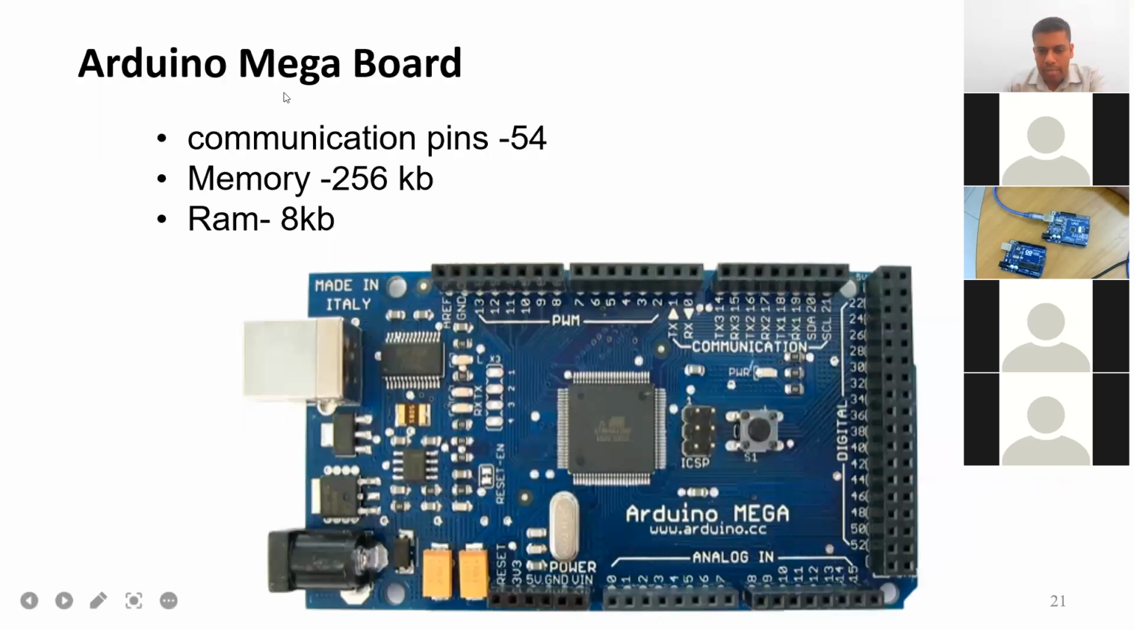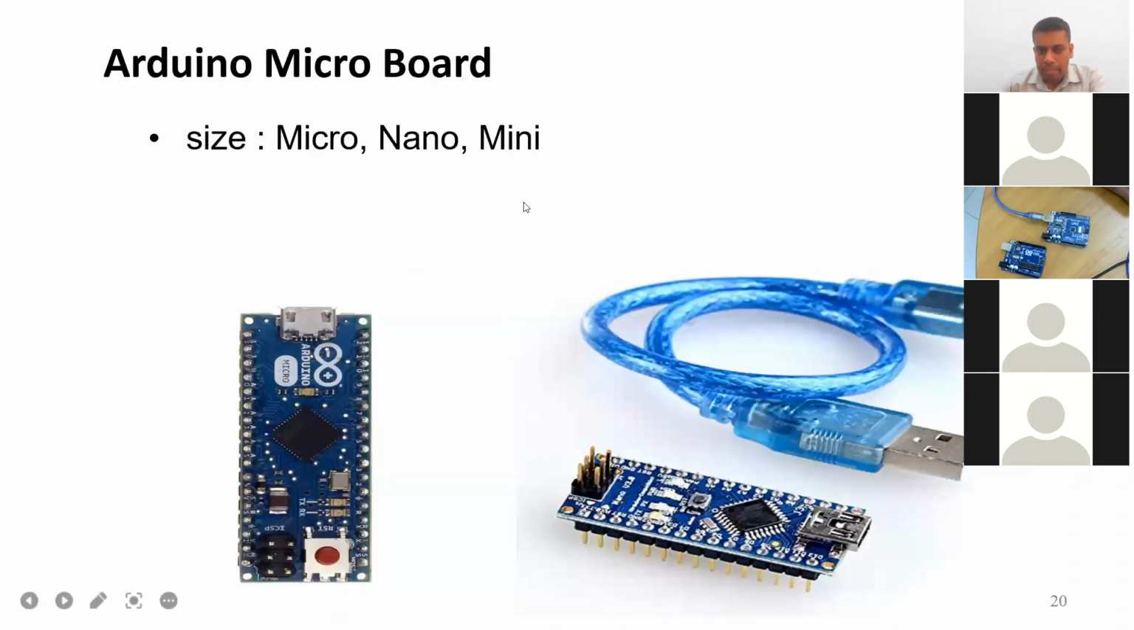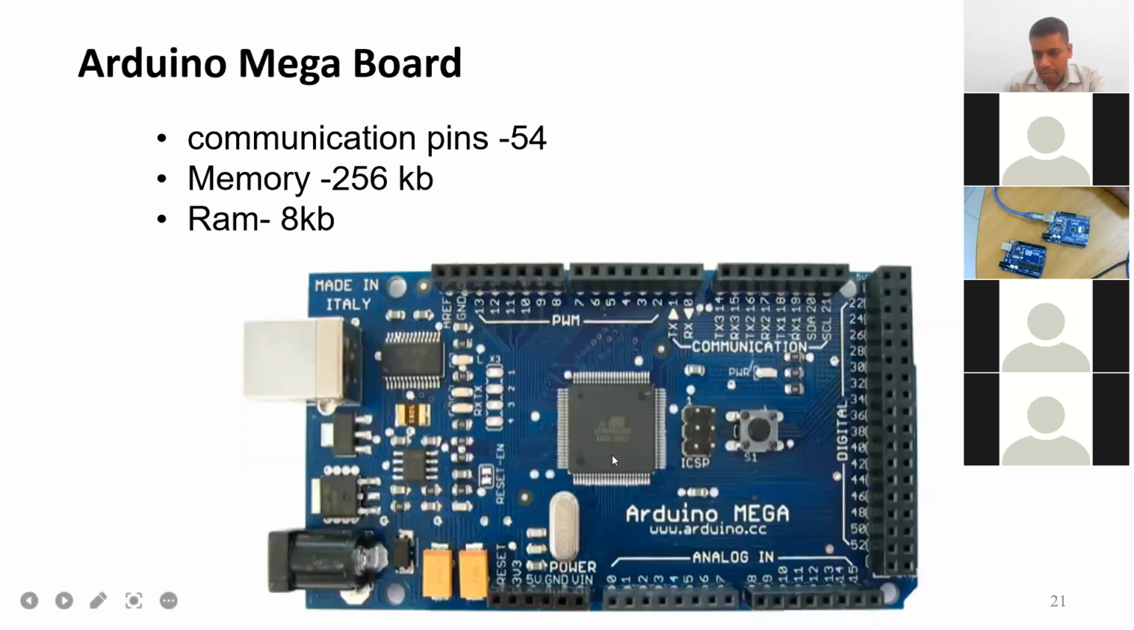And there are some larger size boards. We call that the mega board. In the mega board, we are using a very large size IC. If we compare the mega board with this board, it's very large in size. Then it has more pins. There are 54 digital pins.